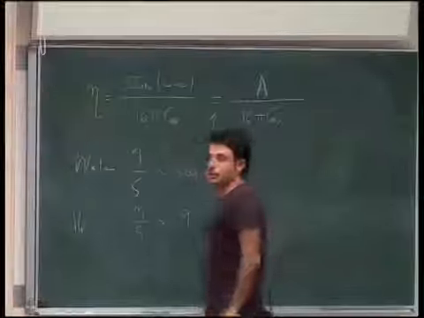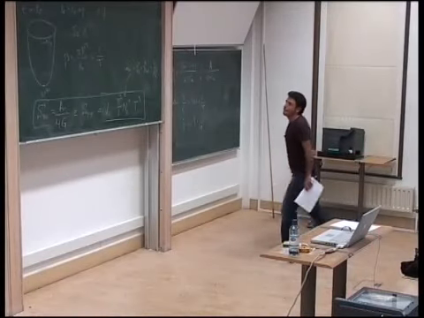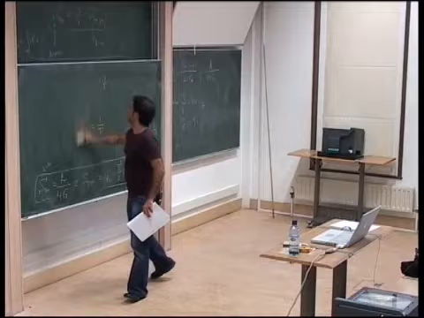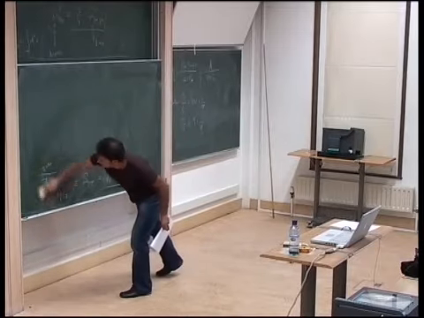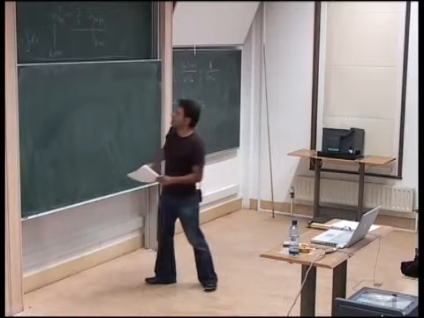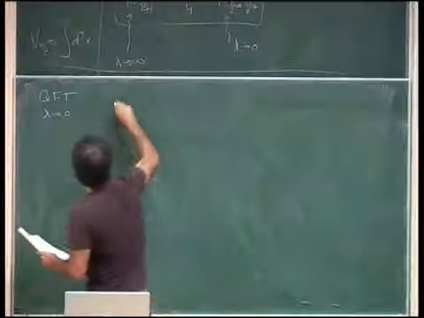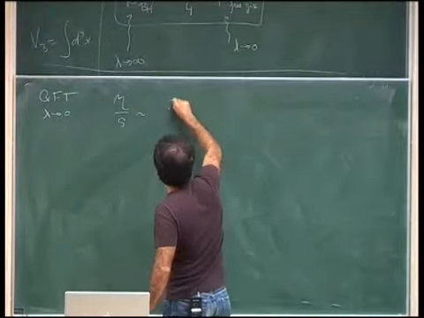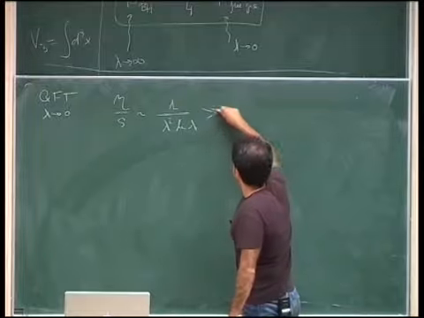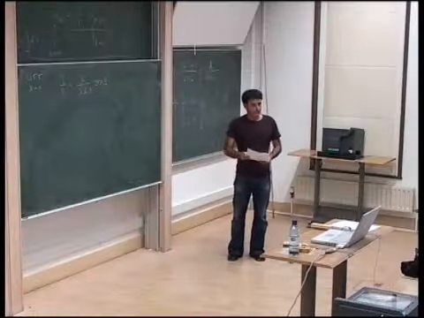And for a weakly coupled quantum field theory, if you calculate eta over S at weak coupling, this goes like 1 over lambda squared log lambda. So it's much larger than 1. That's one set of comments.